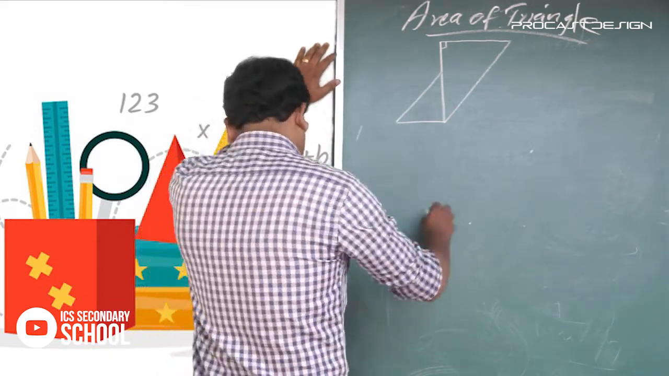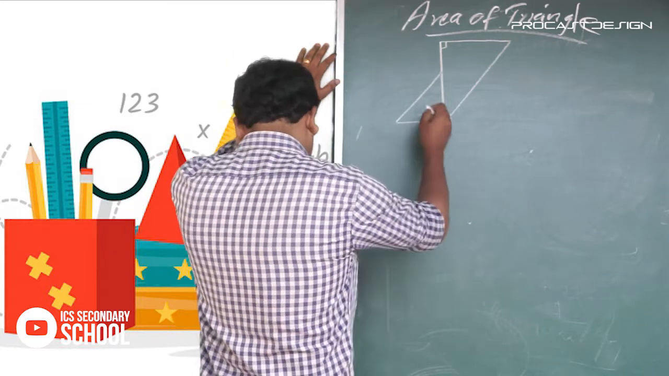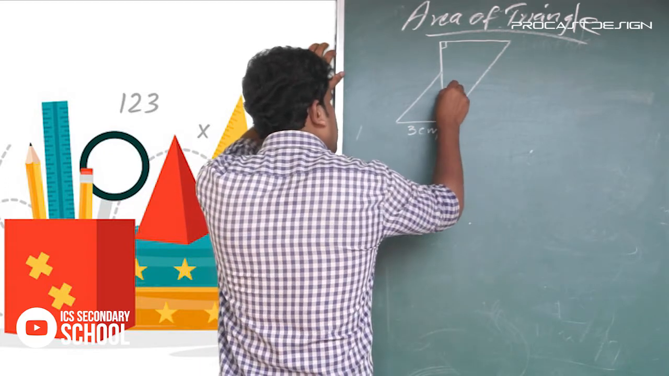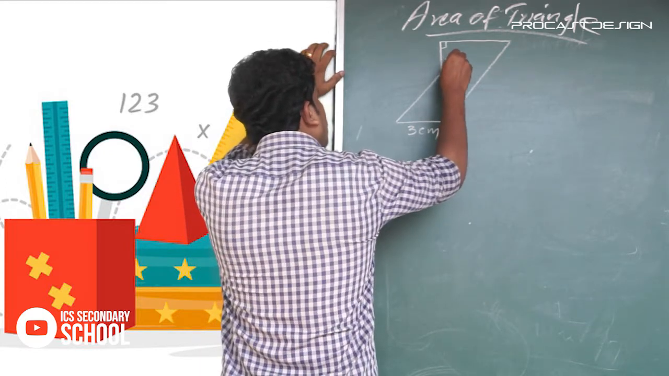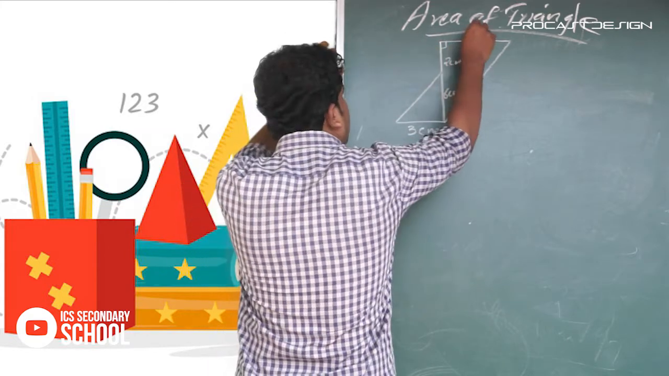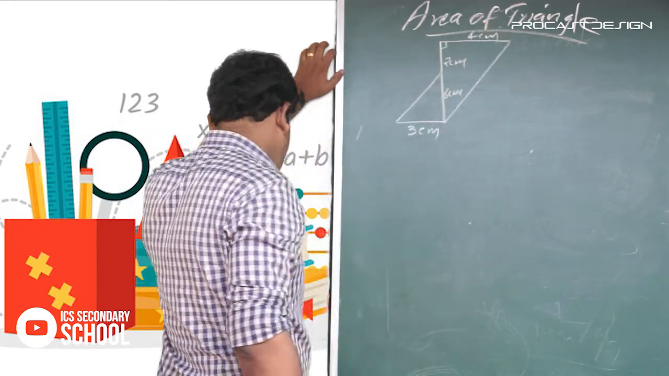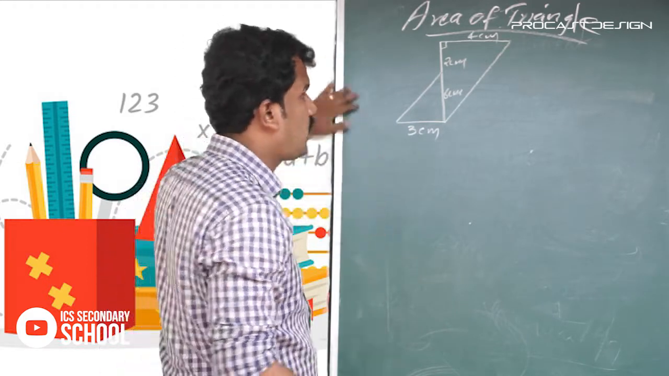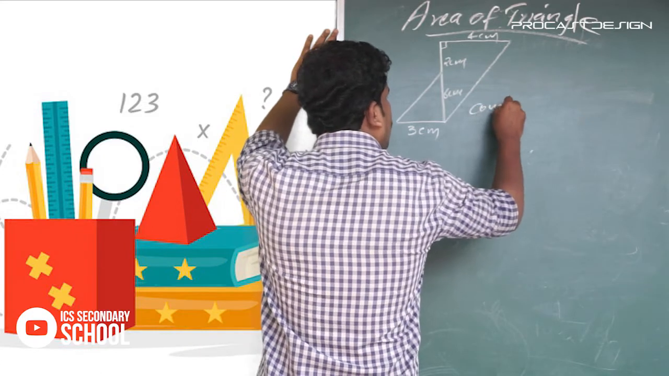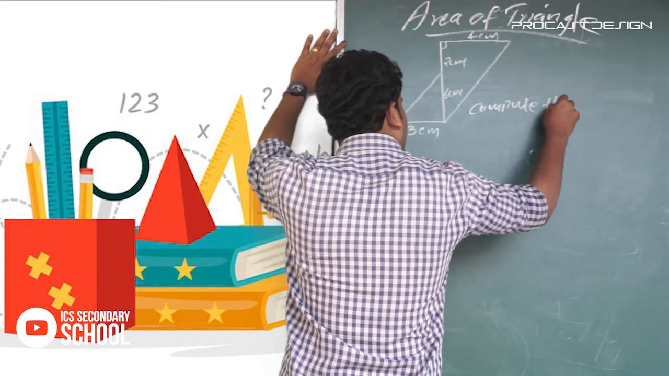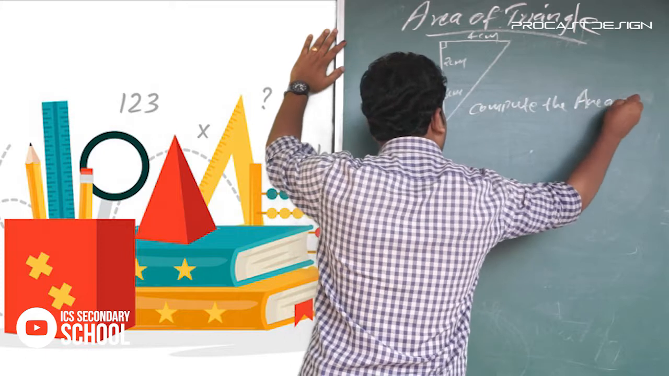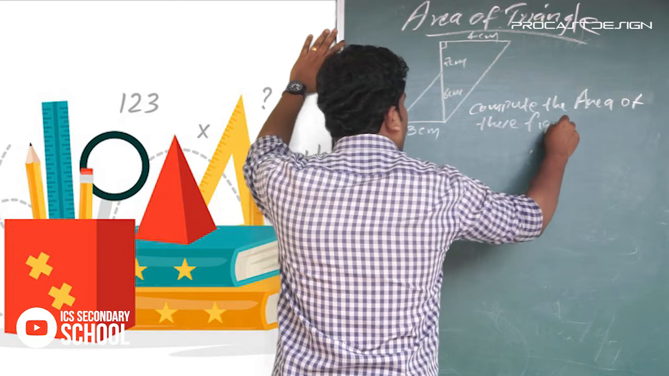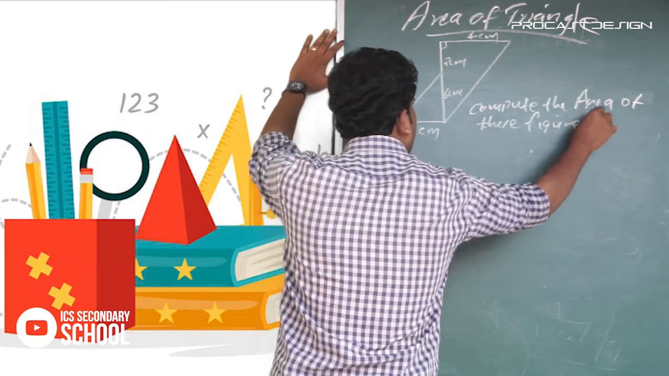Here this side is 3 centimeter, then this is 6 centimeter, this is 2 centimeter, and this is 4 centimeter. Now compute the area of this figure.